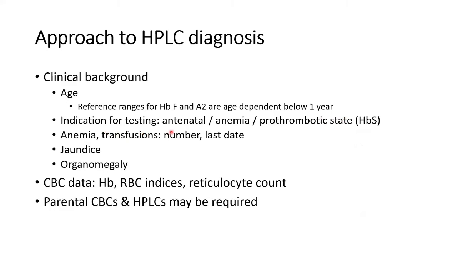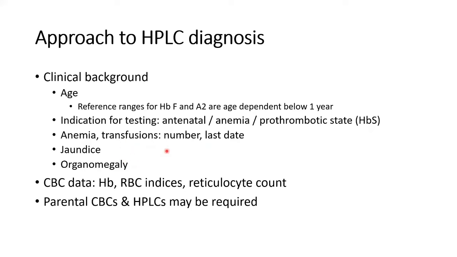What was the indication for doing HPLC, whether it was for antenatal screening, diagnosis of anemia, or any prothrombotic state such as sickle cell hemoglobin. History of transfusions, how many transfusions, when was the last date, because this is going to alter the proportion of various hemoglobin variants which you're going to get. If there was a history of a recent transfusion, you might get falsely low levels of abnormal variants with a larger fraction of adult hemoglobin which has come from transfused blood, and any other history of jaundice or organomegaly which is present in the patient.